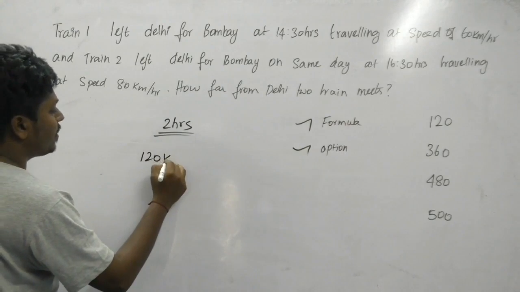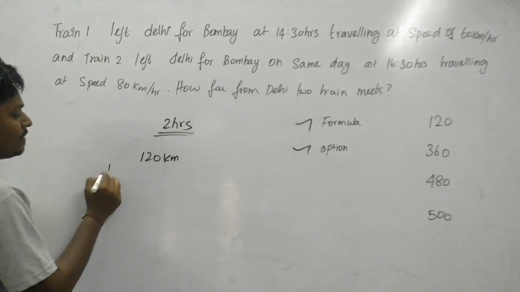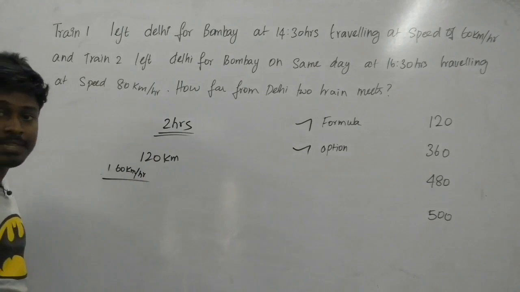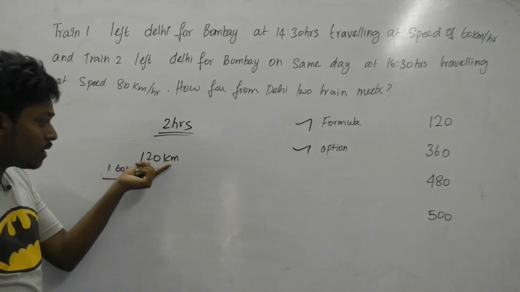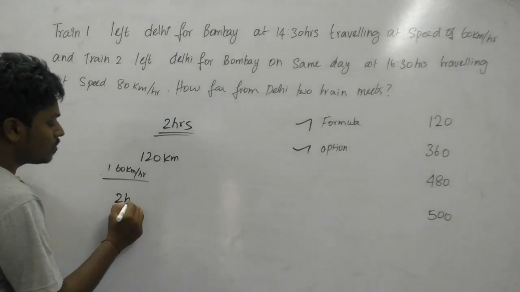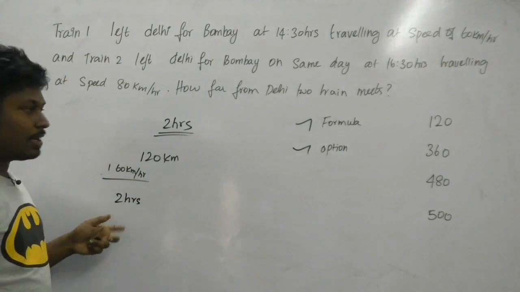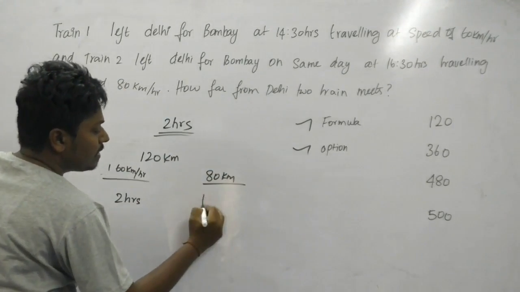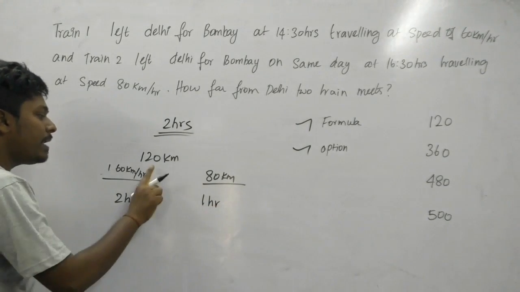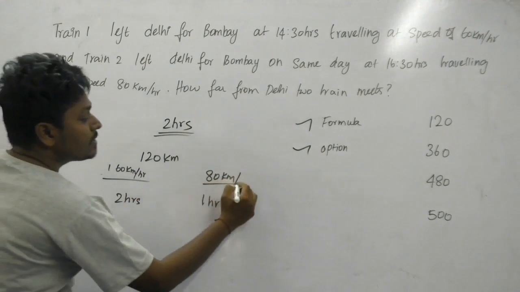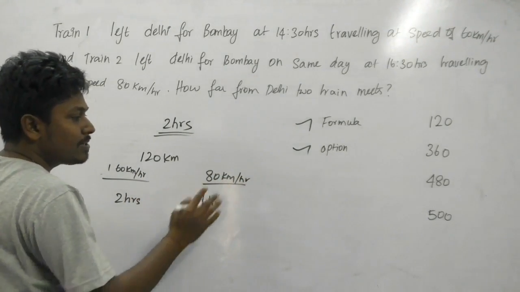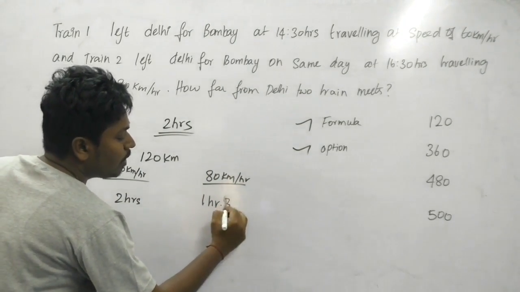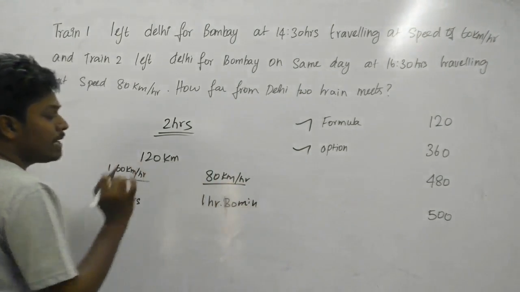Option number 1 is 120 kilometers. The first train travels at 60 kilometers per hour. If train 1 travels at 60 kilometers per hour, to cover this 120 kilometers it takes 2 hours. Understood? Second train, 80 kilometers per hour. In 1 hour it will travel 80 kilometers. Remaining is 40 kilometers. If it is capable of 80 kilometers per hour, half an hour will be 40 kilometers. So 1 hour 30 minutes is required to travel this 120 kilometers.